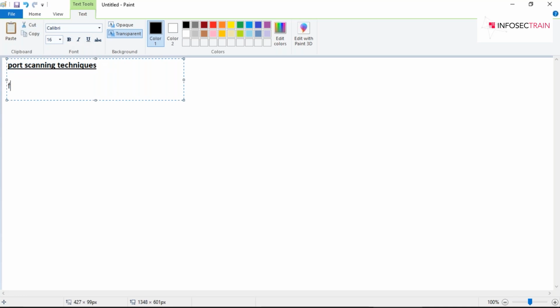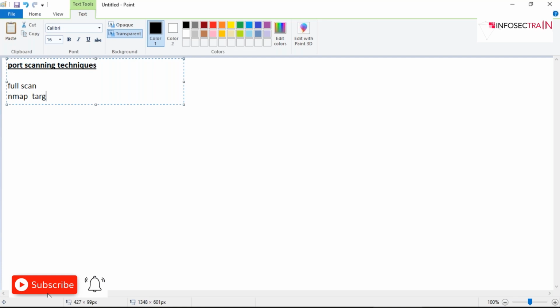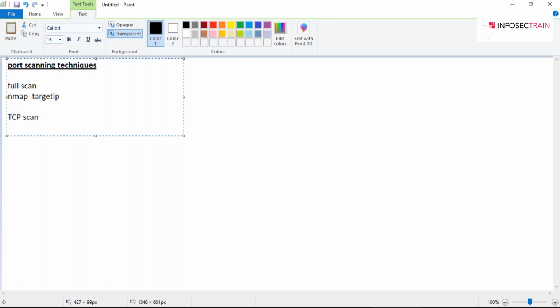First is known as full scan. I am writing the syntax also, and syntax is very important, guys. The syntax is nmap and the target IP. Then we have next, that is known as TCP scan. The syntax is nmap space -sT target IP. Target IP means the IP address of the target machine which you are looking for.